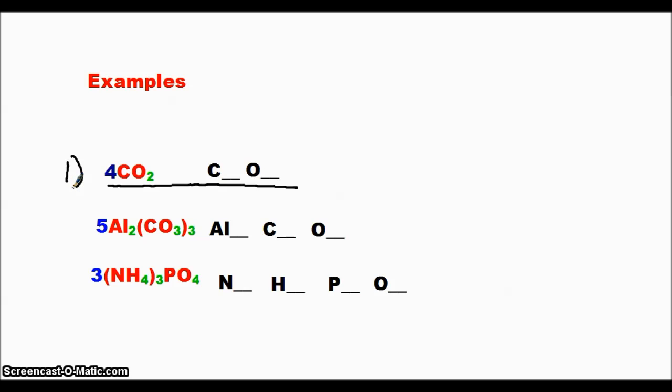It says I have 4 carbon dioxides, or 4 CO2s, and they want to know how many carbon atoms then do I have and how many oxygen atoms then do I have. And remember, this 4 here is telling me that I have 4 of this entire compound, the whole carbon dioxide. So I have carbon dioxide 4 times. So I have CO2, CO2, CO2, CO2.